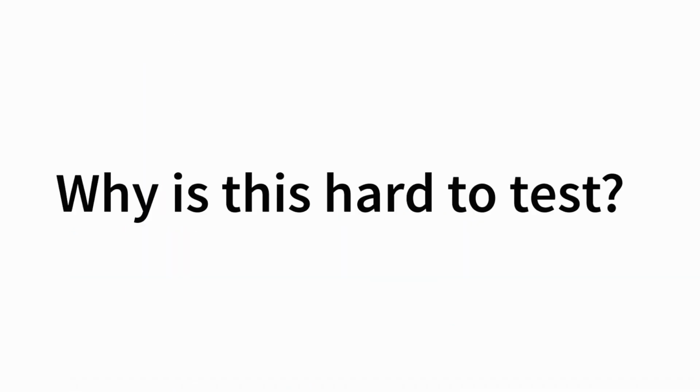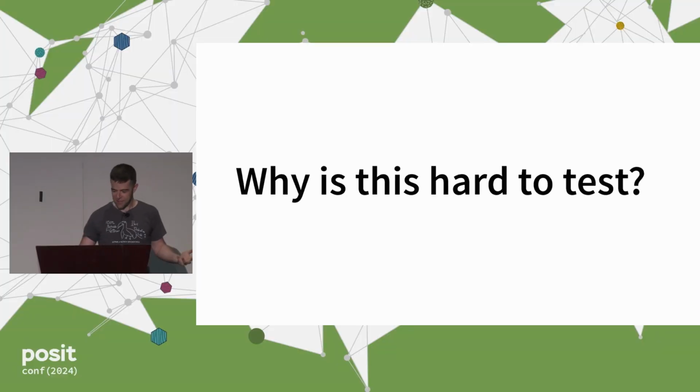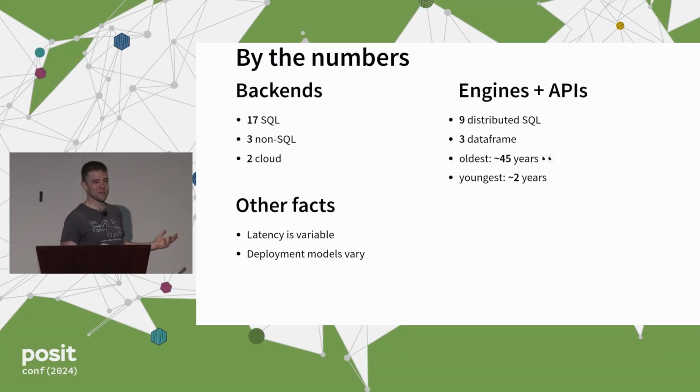So maybe you've already had this thought, but why is this hard to test? And just a few facts about Ibis. We've got 17 SQL backends, 3 non-SQL, 2 of them run in the cloud. 9 of the SQL ones are distributed and run in a cluster. 3 of the backends don't have anything to do with SQL at all. They're just data frame APIs. We support a backend that is 45 years old. It was written 45 years ago. It's Oracle.